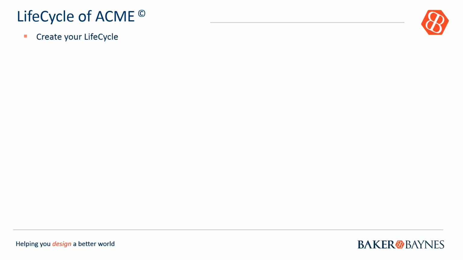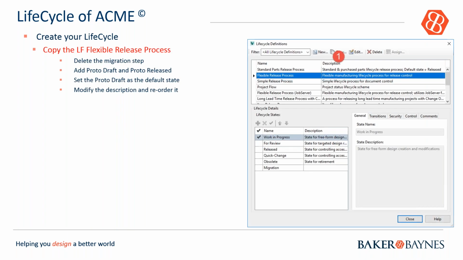Again, by creating the life cycle, going into a life cycle, I would go in here, and generally I would copy cycle. It just makes it a lot easier when doing it, or you could start it from new itself. So copying a flexible release process lifecycle, you could delete the first migration step of it. You could add different definitions to that, right? And you could also reorder it at the bottom.